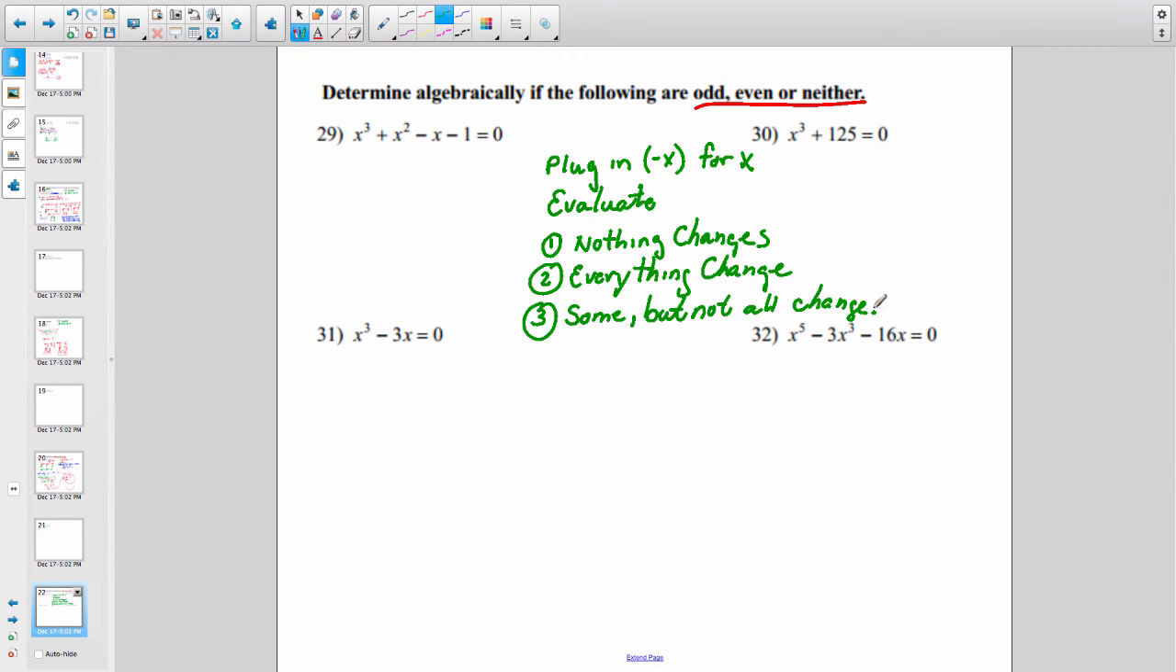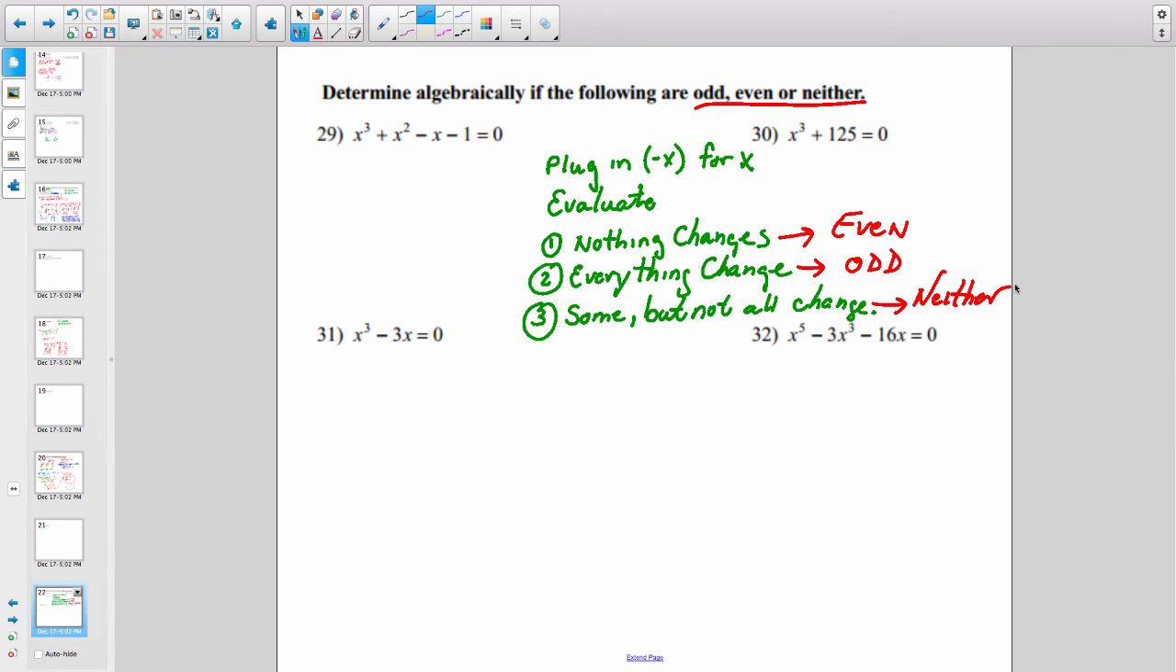So what happens is if nothing changes, you're an even function. If everything changes, you're odd. And as you can imagine, if only a few things change, but not everything, or not everything stays the same, a few things change, you are neither.